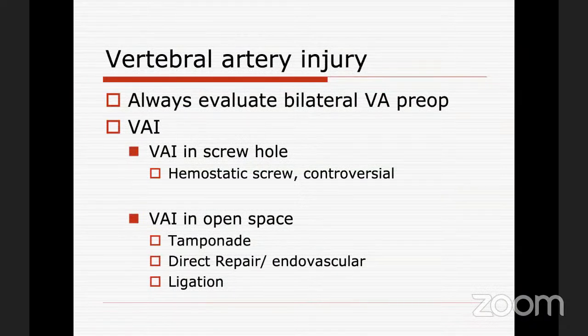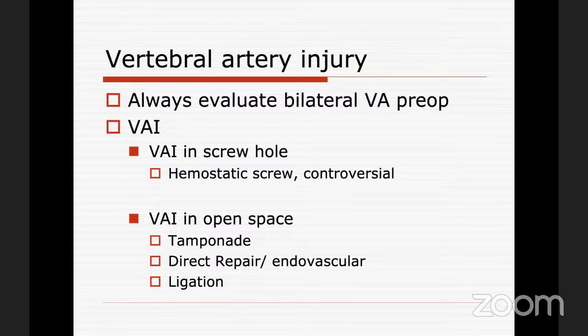If you have a vertebral artery injury, it is always prudent to get a CT angio preoperatively so that you can look at the anomalous vertebral artery anatomy. We always evaluate them preoperatively. If you find that the vertebral artery has occurred in the screw hole, then some authors say that you can just leave the screw there because it will act as a hemostatic screw. But again, it is controversial.